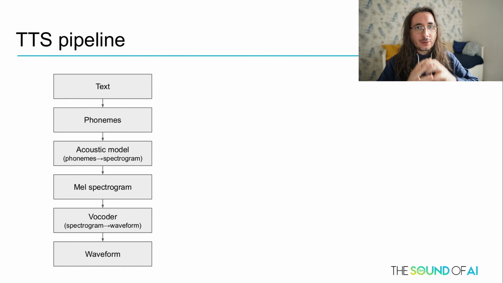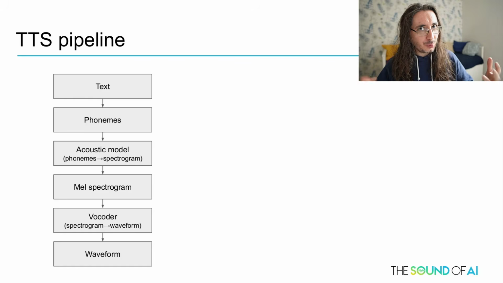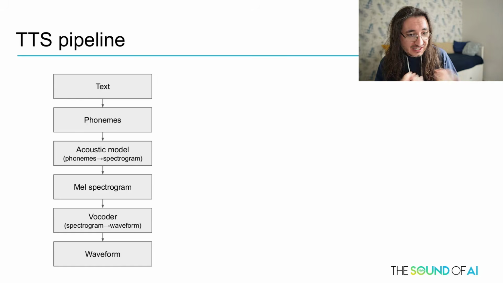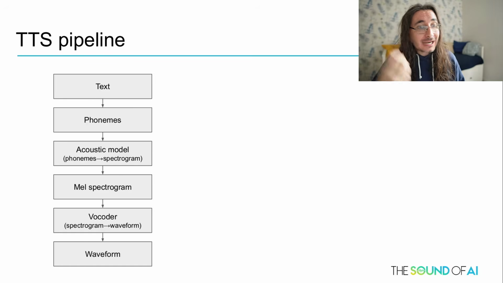We now have our phonemes, which we input into an acoustic model. The acoustic model takes the phonemes and spits out an acoustic feature representation of those phonemes, for example, a MEL spectrogram. Next, we take that MEL spectrogram and pass it through another model called a vocoder that takes the spectrogram in and spits out the final waveform. That is the thing that we can actually listen to. So this is your traditional TTS pipeline, especially with neural text-to-speech.